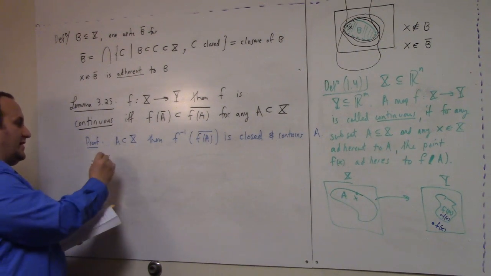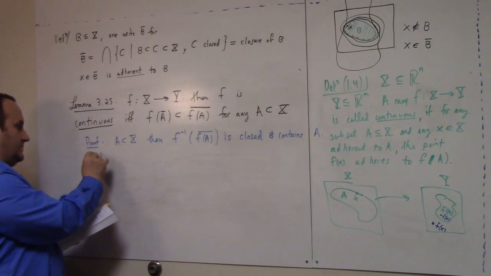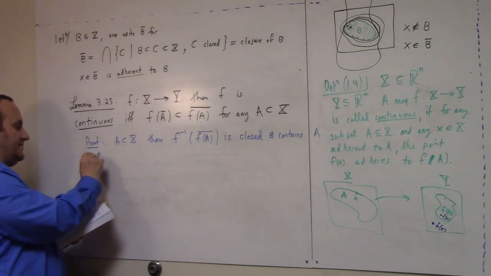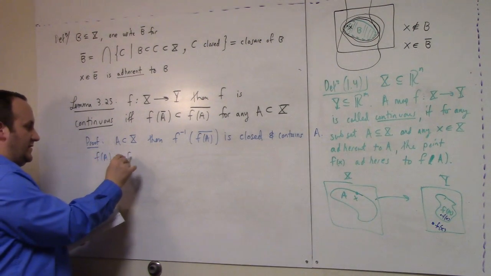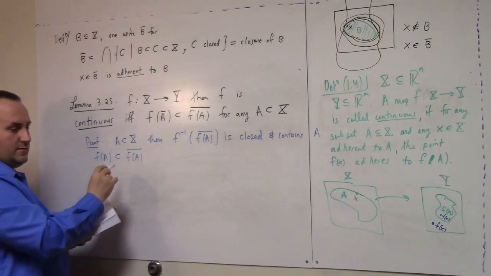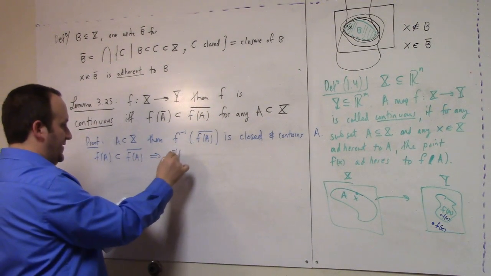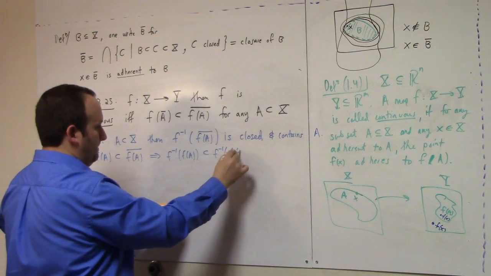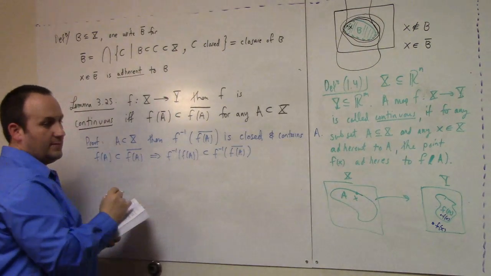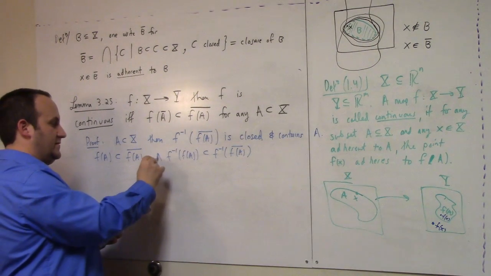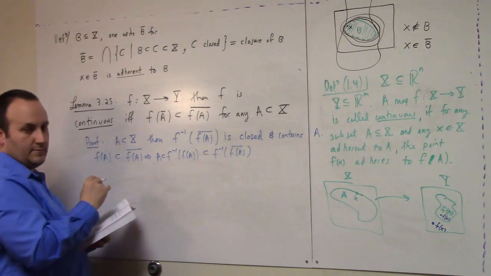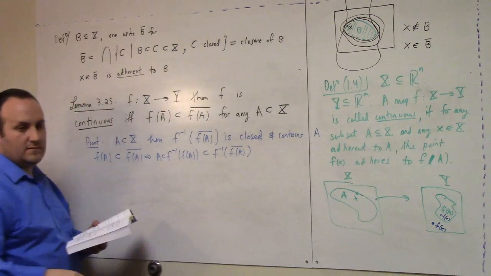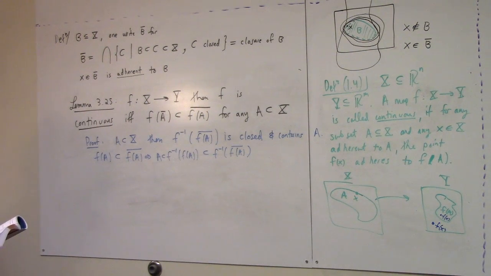So what you're saying is that f of A is a subset of the closure of f of A. And so the f inverse of f of A is contained in f inverse of the closure of f of A. But A is contained in there, right? Hence, this contains A. So that wasn't too bad.